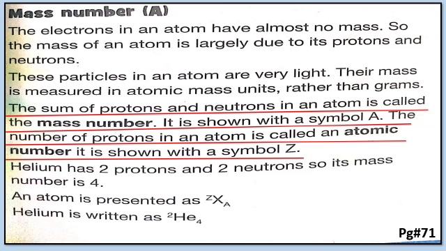Like helium has 2 protons and 2 neutrons, so its mass number is 4. Yes, like 2 plus 2 it's 4. An atom is presented as X with Z and A. Here X is the symbol of an element, Z is its atomic number, and A is its mass number.